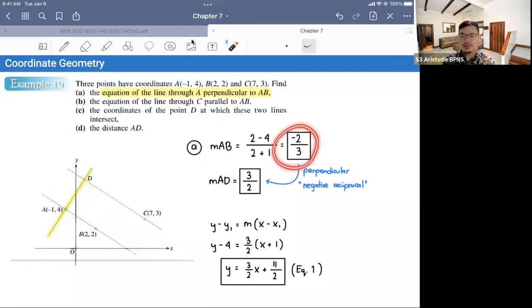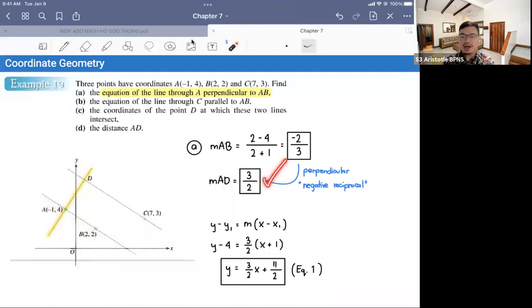Or negative 2/3, sorry. Therefore, if this line is perpendicular to line AB, its gradient will be the negative reciprocal of negative 2/3. For the negative reciprocal, you flip the fraction and multiply by negative 1. So now I know that the gradient of this line is 3 over 2. Any question on this part? None? So again, negative reciprocal since they're perpendicular.